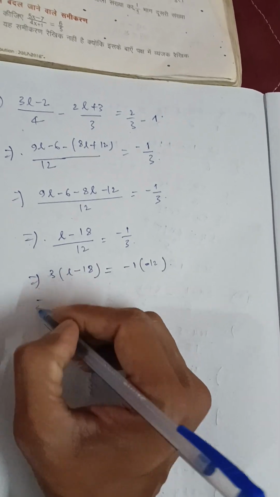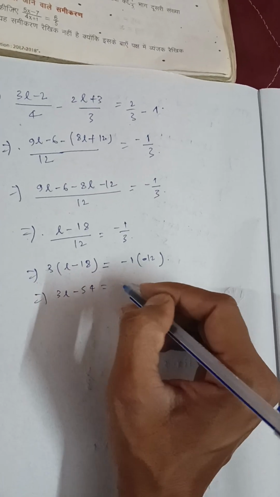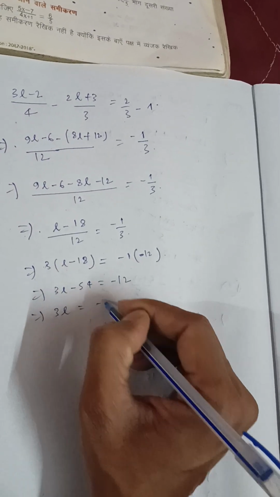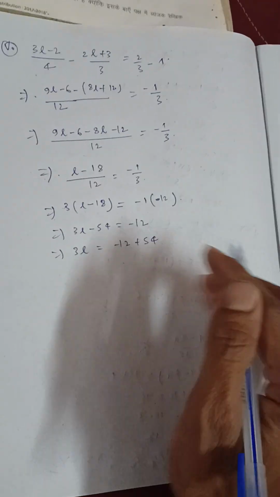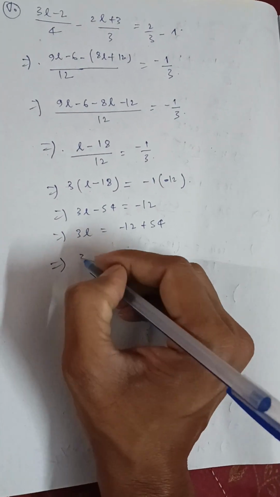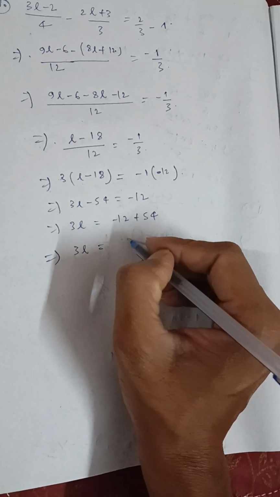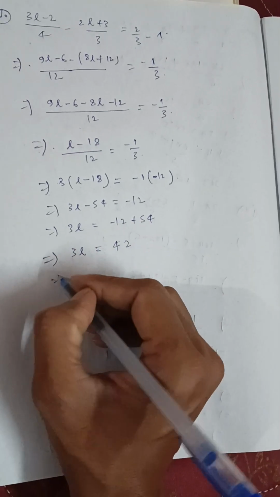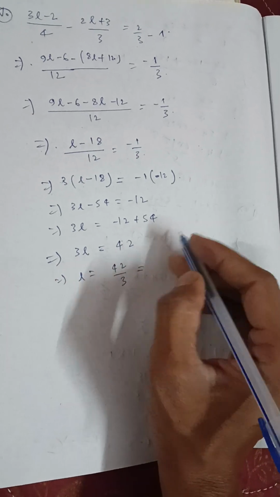So 3l minus 54 equals minus 12, and 3l equals minus 12 plus 54, and 3l equals 42, and l equals 42 divided by 3 equals 14.